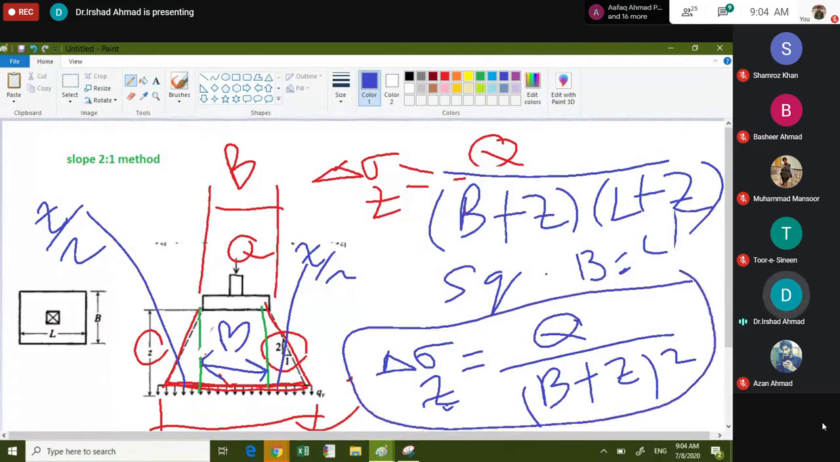Do you have any question on this? Ashfaq Ahmad, Farah, do you have any question? No, sir. Afaq Ahmad, Faraj, you don't have any question. Okay, let's move on.